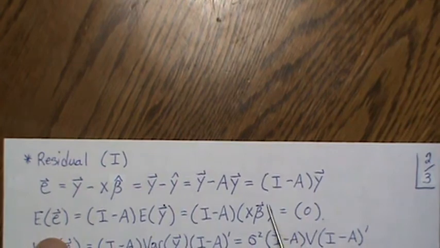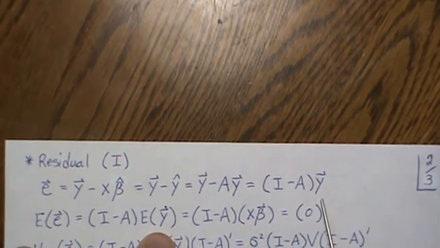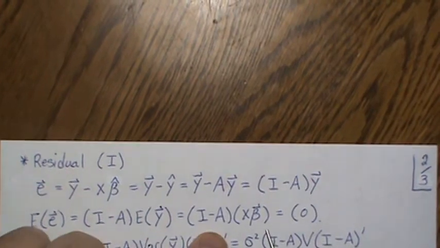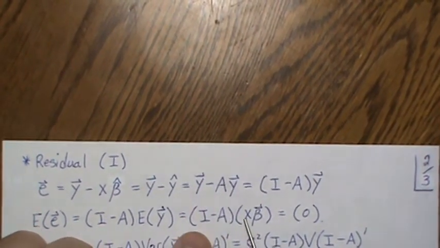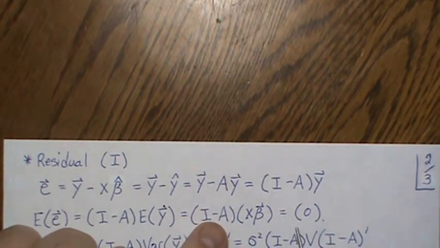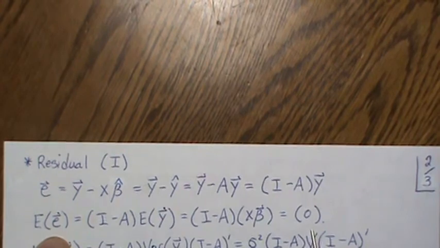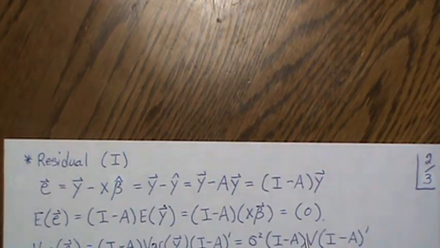So the expected value of this residual, that goes into the y, and that is X beta. But notice that AX is X, and then IX is X, so you get X minus X, which is 0. So the expected value of the sample residual in the weighted least squares regression setting is also 0.